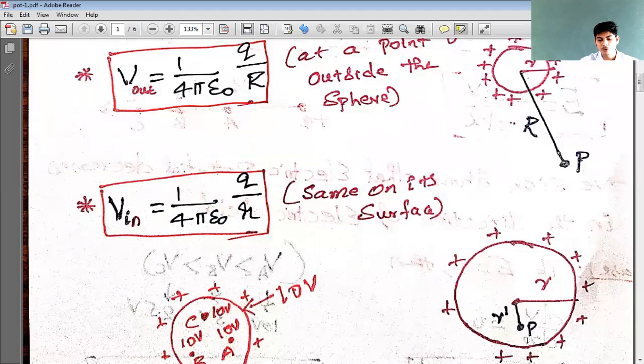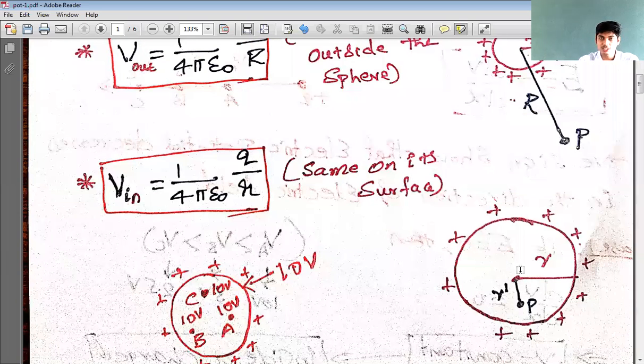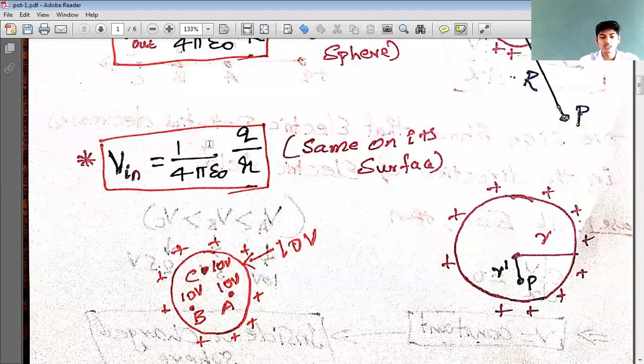And when the point is inside the sphere, at a point inside the sphere, electric potential is same as on its surface. Notice, on its surface, electric potential was 1 by 4 pi epsilon naught q by r. At a point inside the sphere also, the electric potential will be 1 by 4 pi epsilon naught q by r. That is, at a point inside the charged spherical shell, electric potential will be same as on its surface.